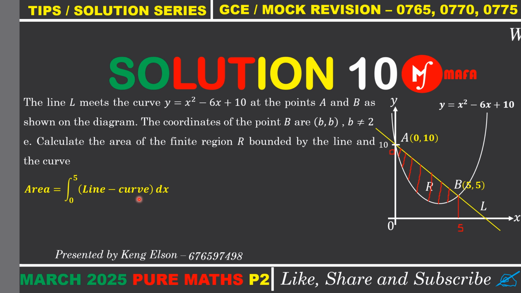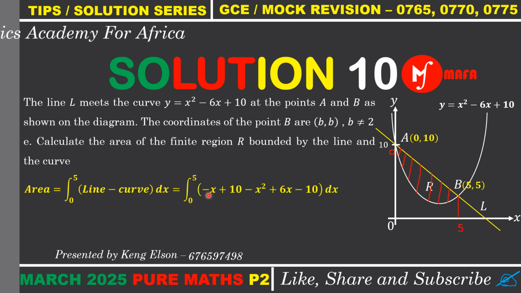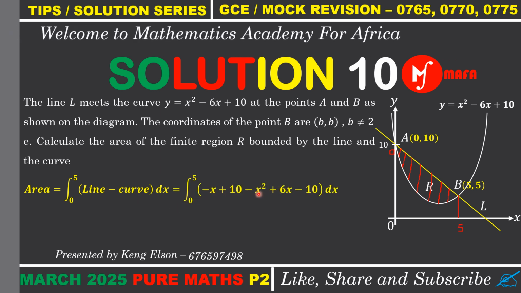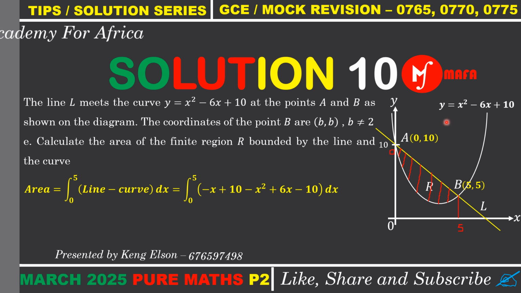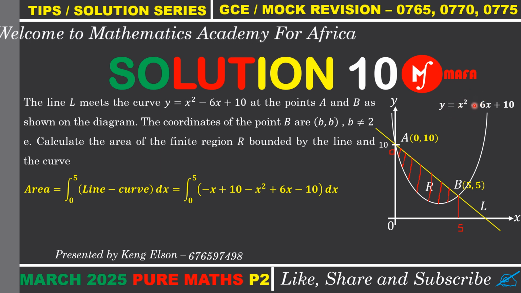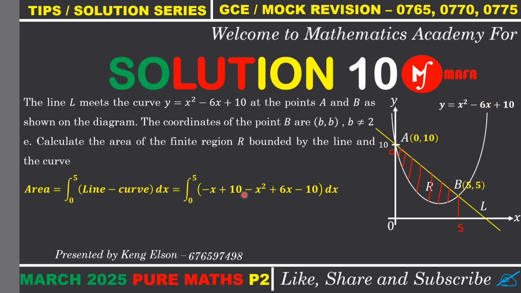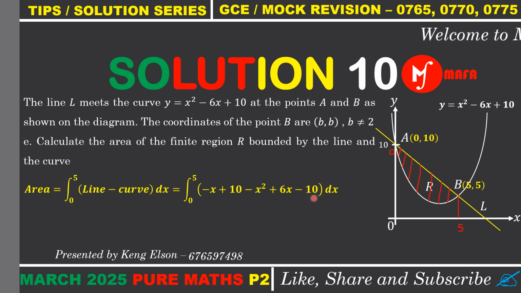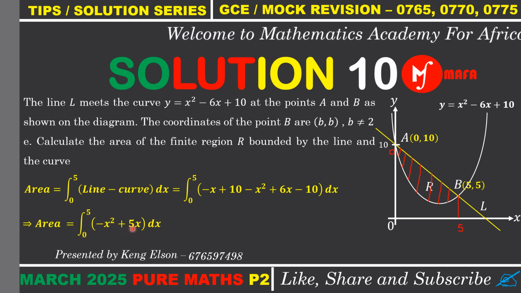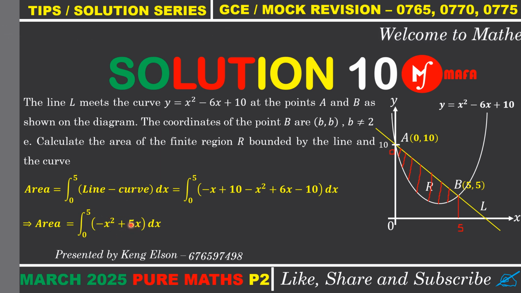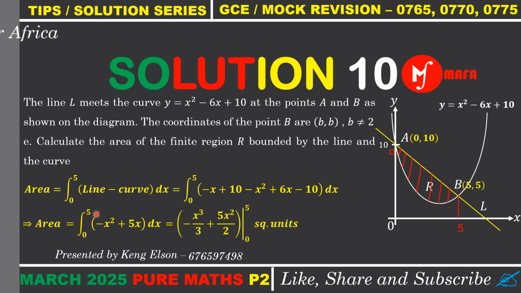So line minus curve. The line is just negative x plus 10, and the curve is x squared plus 6x minus 10. But when this negative sign multiplies every term in the curve, we are going to have negative x squared plus 6x minus 10. Now 10 minus 10 is 0, negative x plus 6x is 5x. So at the end of the day, we are going to have negative x squared plus 5x as the line minus the curve. Integrating from 0 to 5, you integrate term wise, and then you replace your upper bound and your lower bound.